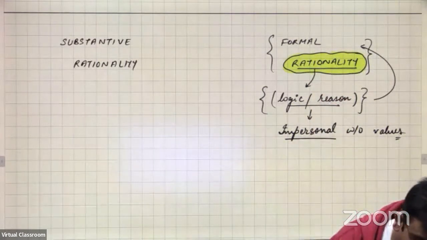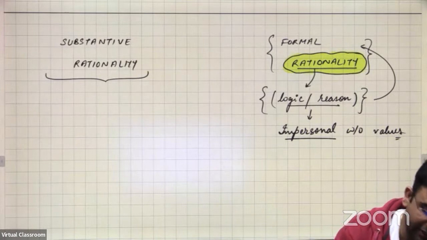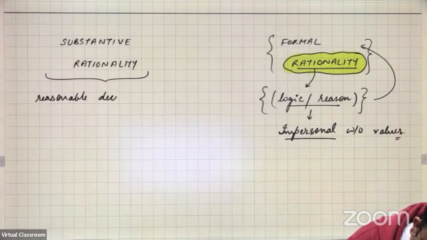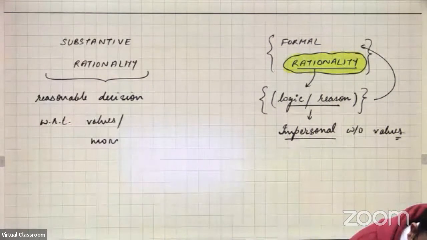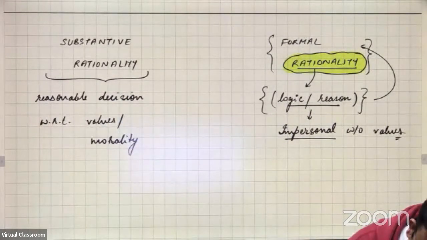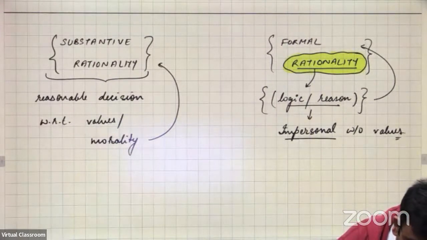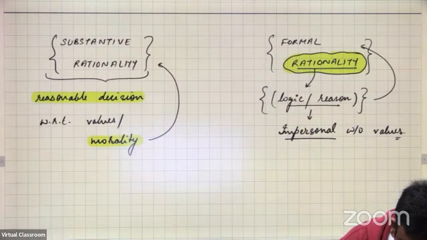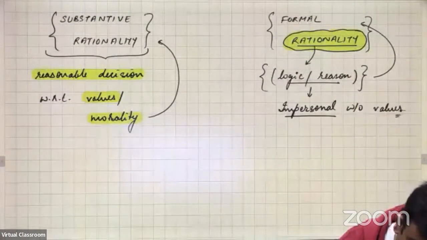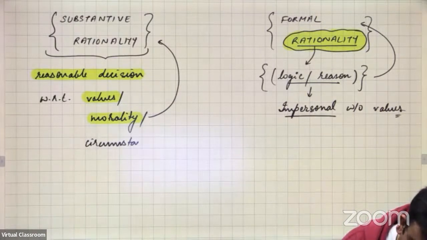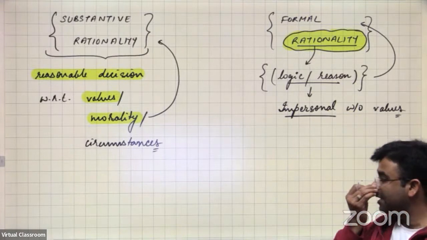Now, what is substantive rationality? Substantive rationality is the most reasonable decision with respect to values and morality. This is known as substantive rationality. When you take the decision which is the most reasonable decision, taking into consideration the values that you possess, the morality or the circumstances, that is known as substantive rationality. For example, let me give you an example.